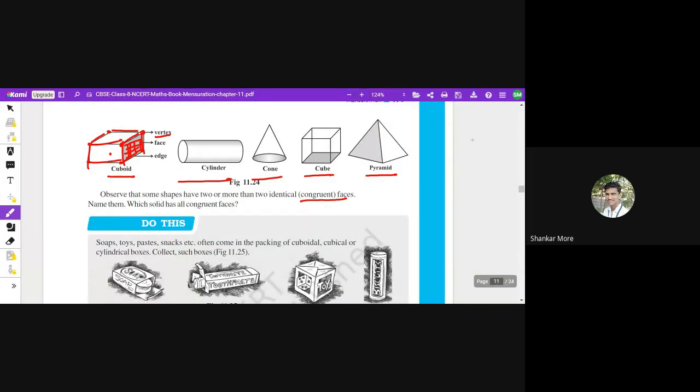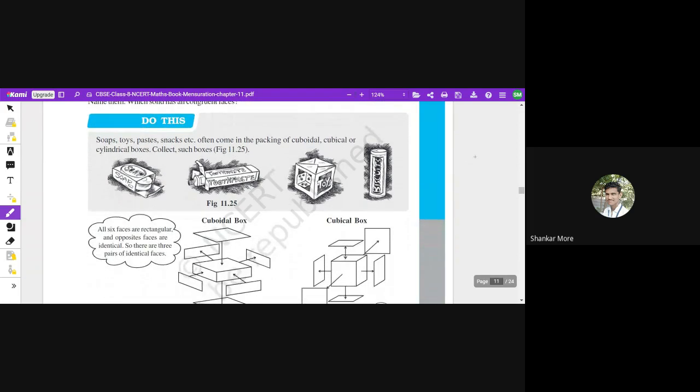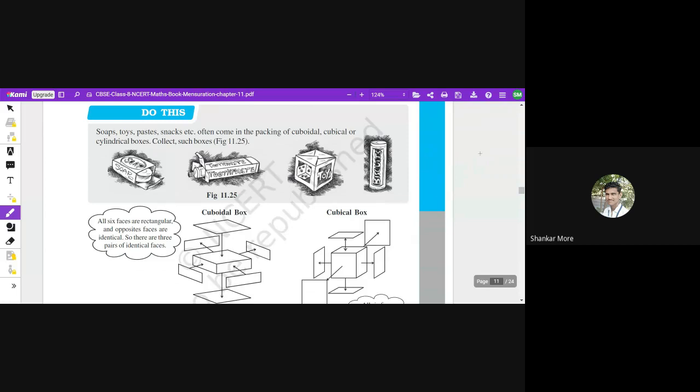Okay. Now let's take the next activity. Soap, toys, paste, snacks, etc., often come in packages of cuboid or cubical or cylindrical boxes. Search and collect such boxes. To perform this activity, we need to have such kind of boxes, right? So this is a cuboidal box. This is again a cuboidal box, which can be collected from toothpaste. A soap box is also cuboidal. And for a cubical box, the game you play, Ludo, right? If you play that practically, that die is basically a cube, isn't it?